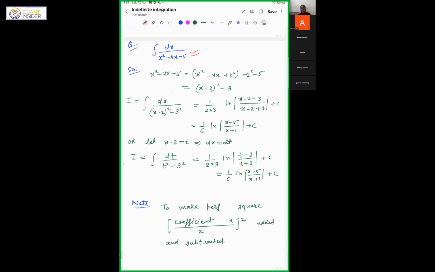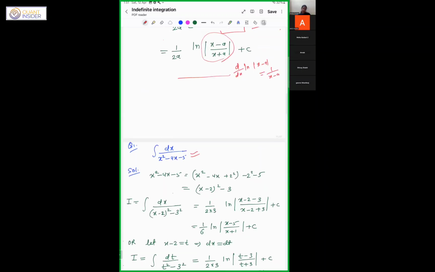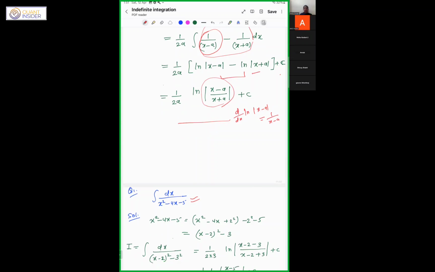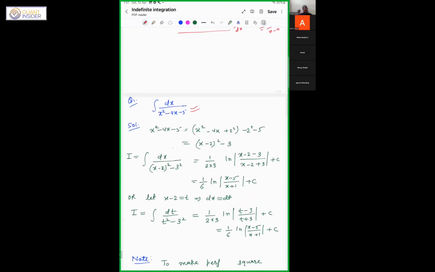Ma'am, I have a doubt. Why do we have modulus of x minus a? Ln sign is there, na? Because ln is there. Okay. You know that the log function is defined only for positive values, not for negative.